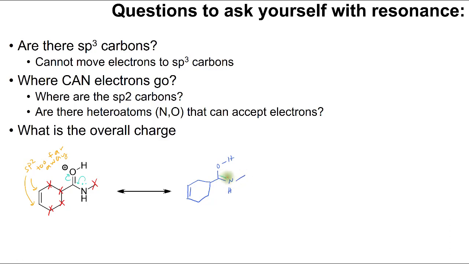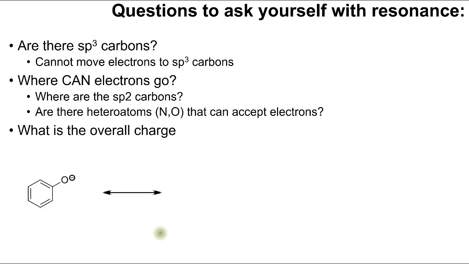And there's a new double bond here. The positive charge is now on the nitrogen because it's making 4 bonds. And that is one of the resonance structures that you can draw there. In this structure here, there are no sp3 carbons, so we can push the electrons into any of the sp2 carbons, which is all of them in the ring, and also on the oxygen.